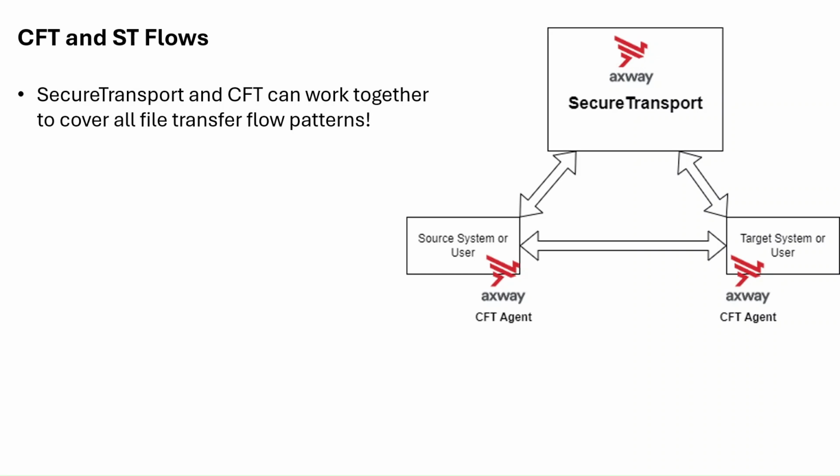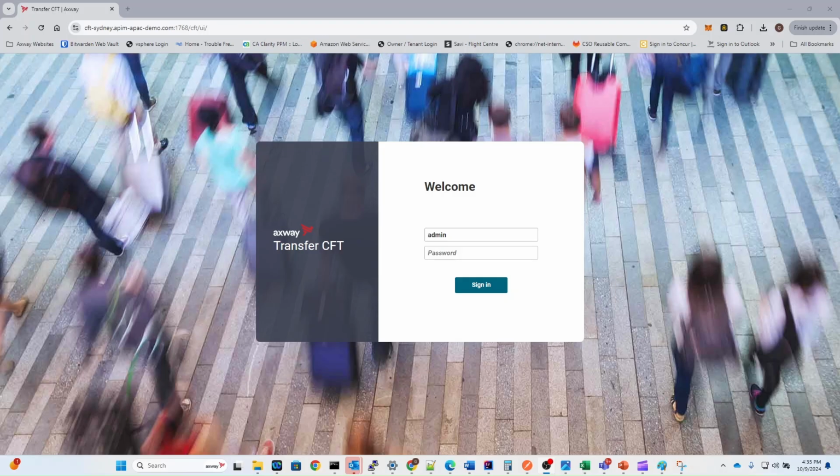I also just need to highlight that CFT and secure transport work perfectly together. So we have a PeSIT interface on secure transport. Secure transport effectively acts as another CFT agent, but also provides the gateway capabilities, so you can do CFT to CFT flows and incorporate secure transport flows at a gateway level as well.